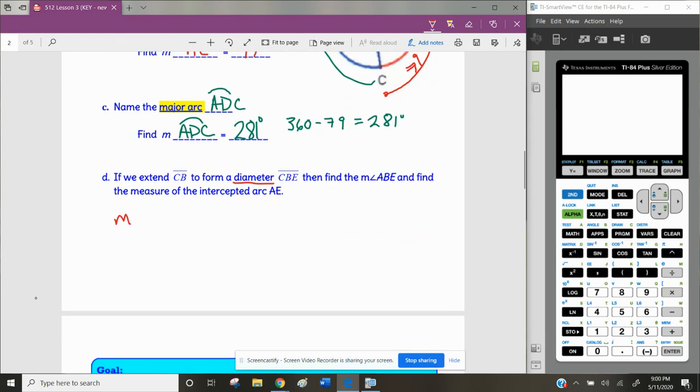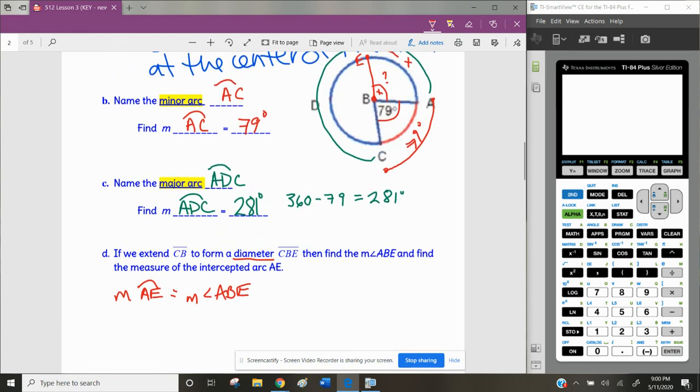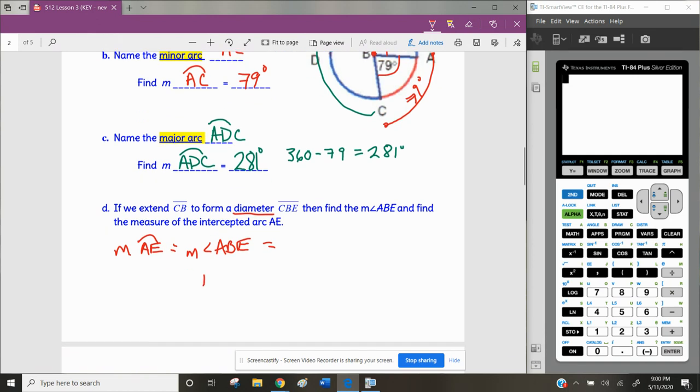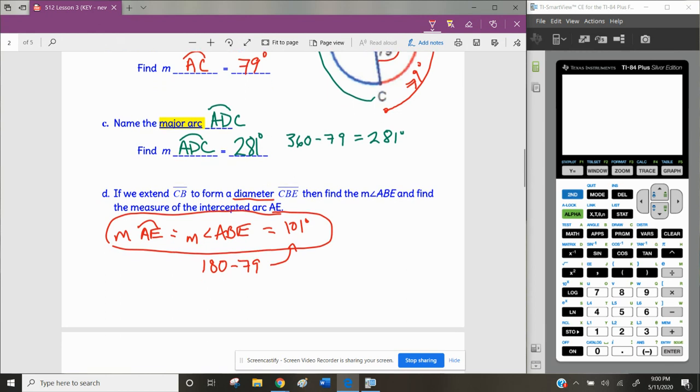So we know the measure of arc AE will equal the measure of angle ABE because it's a central angle. And so we want to figure out how much that is. Well, remember, diameters create a semicircle or half a circle, and half of 360 degrees is 180 degrees. We already have 79 degrees of that. So when we subtract that, we get 101 degrees for angle ABE and for the measure of arc AE.